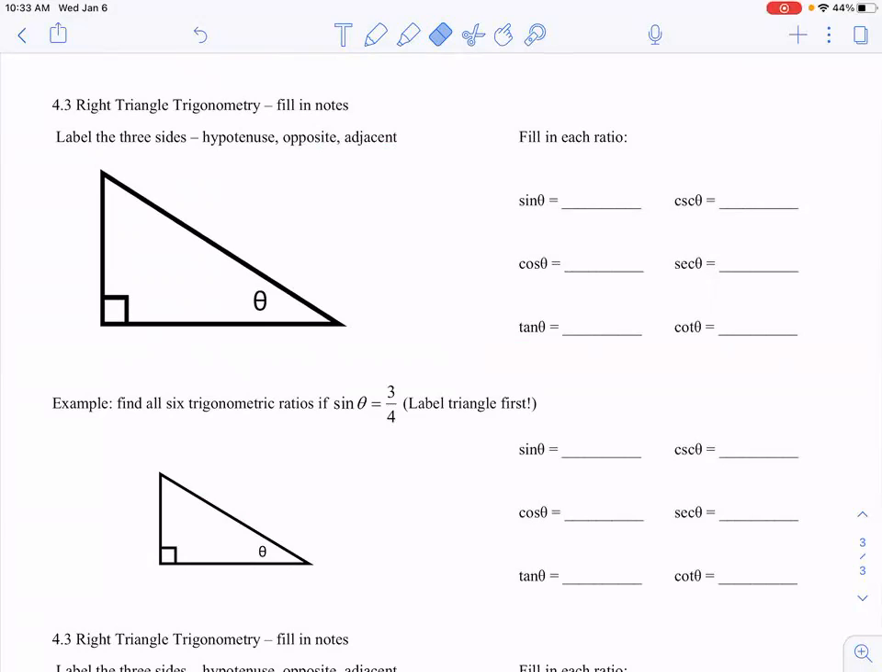I really can't believe it. Wait, what is this one? 2, 3, 4.